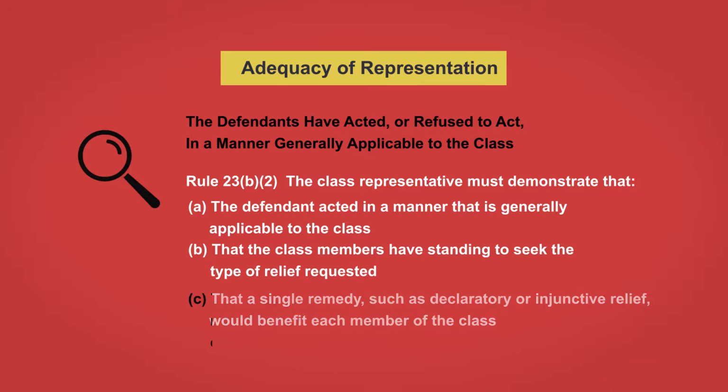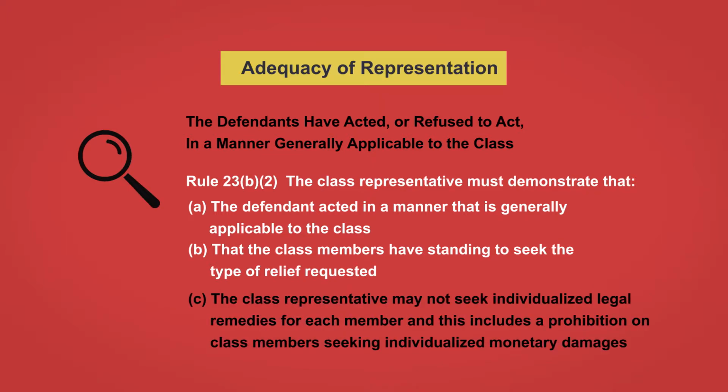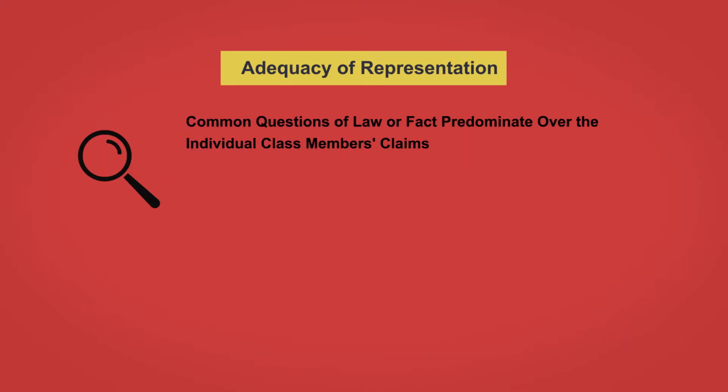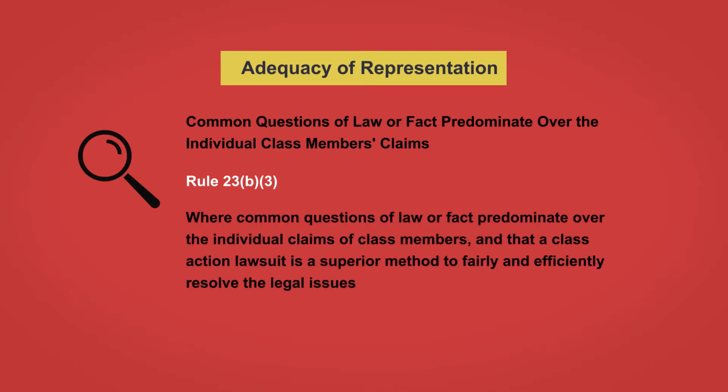Put differently, the class representative may not seek individualized legal remedies for each member, and this includes a prohibition on class members seeking individualized monetary damages or amounts. The third possible justification is that common questions of law or fact predominate over the individual class members' claims. This is true under Rule 23(b)(3) of the Federal Rules, and where common questions of law or fact predominate over individual claims, a class action lawsuit is a superior method to fairly and effectively resolve the legal issues.